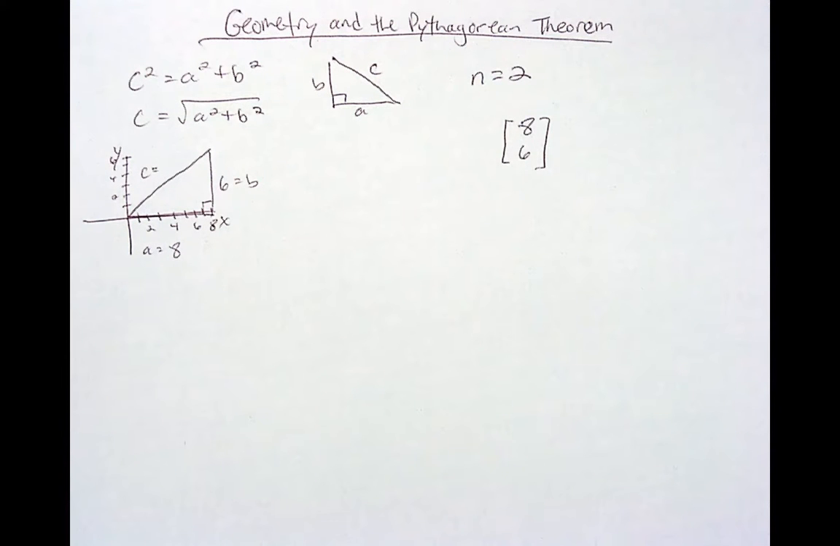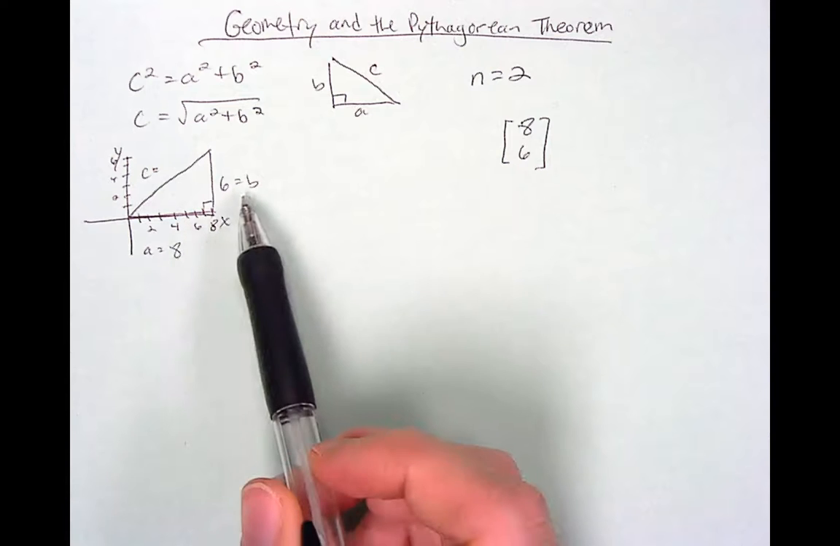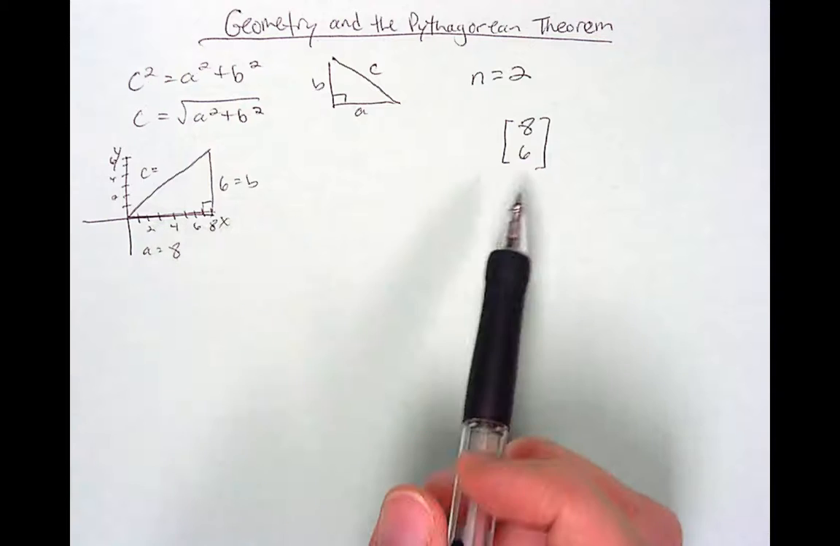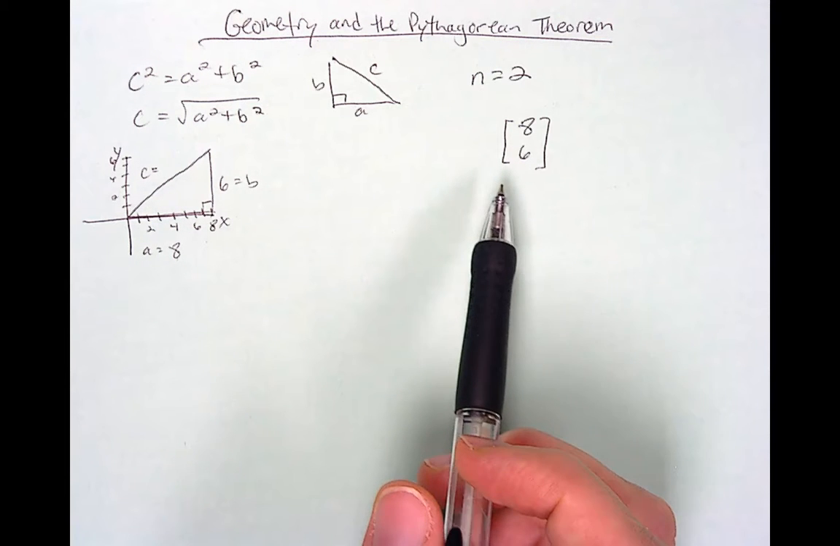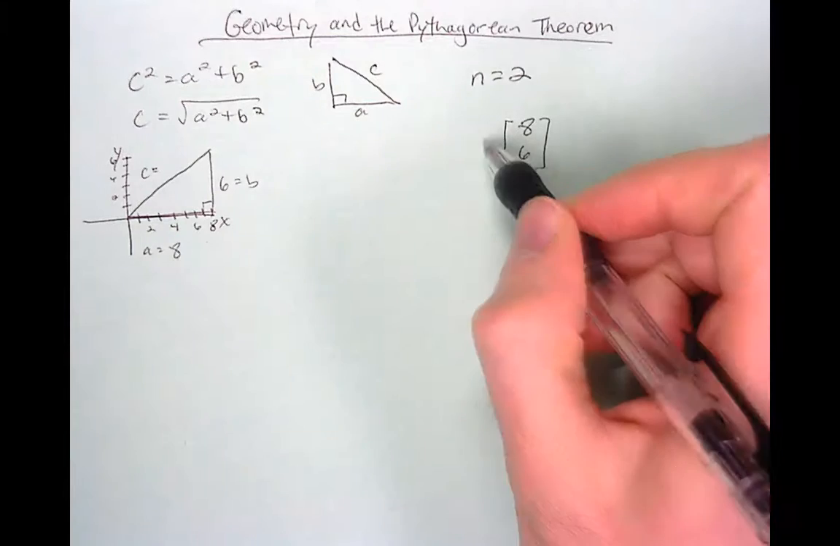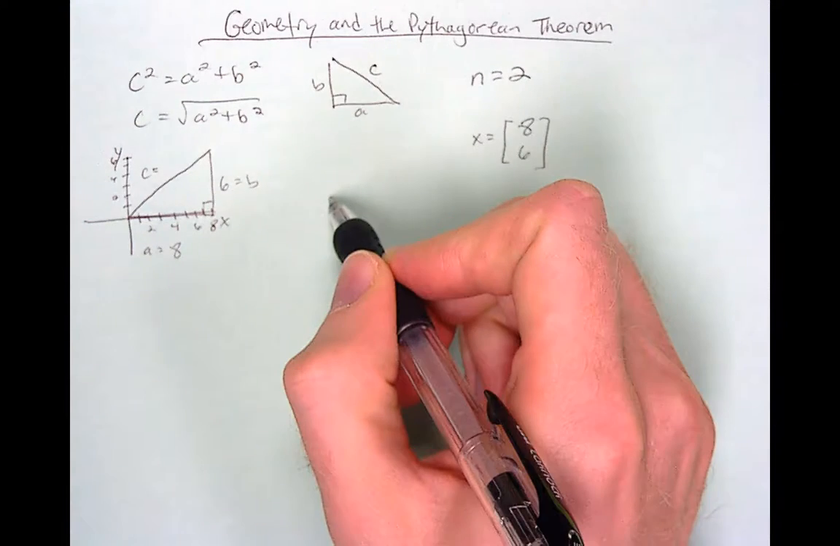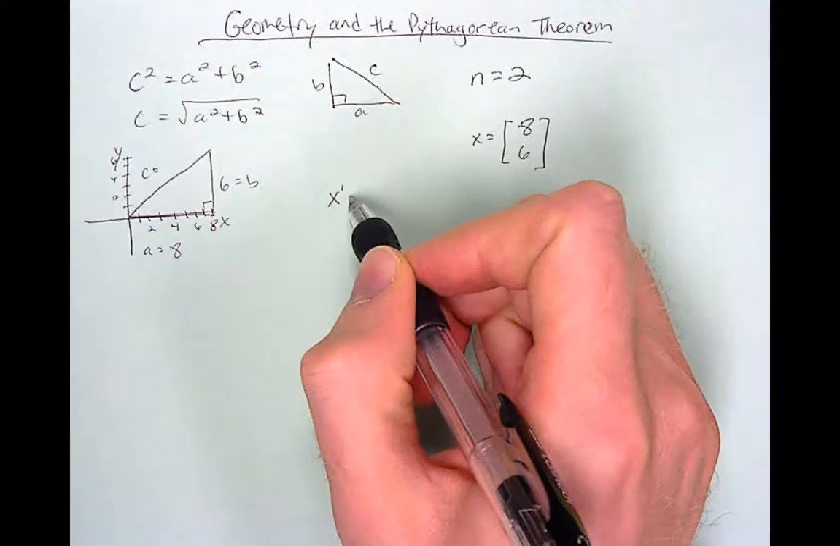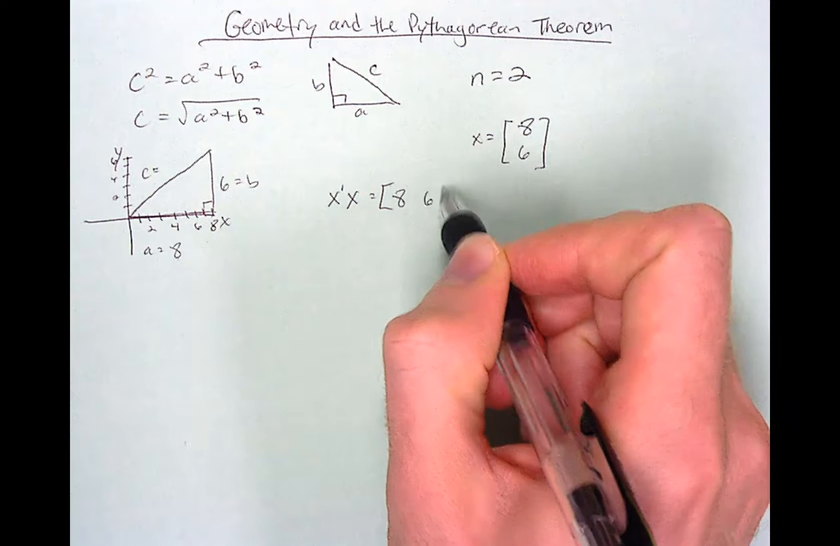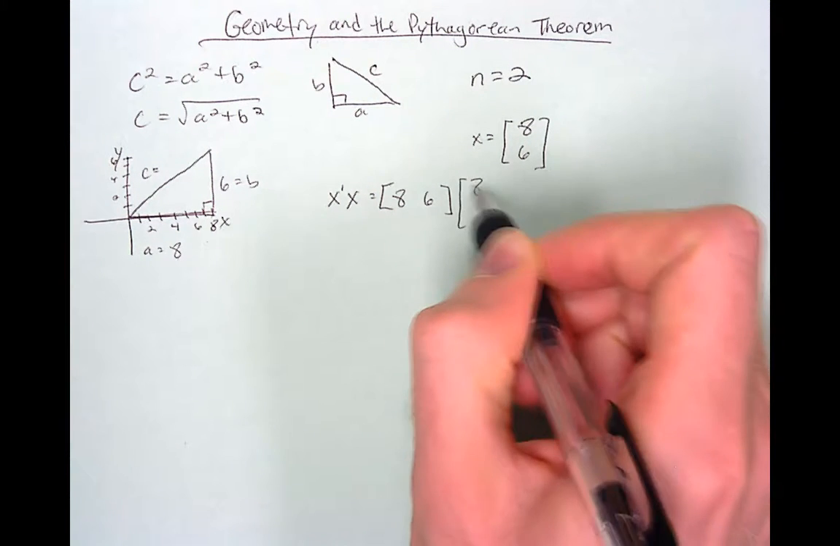Now we can calculate C by taking the square root of the sum of the squared elements in this vector. So taking the square root of 8 squared plus 6 squared. And we know, as I stated previously, when a column vector is pre-multiplied by its own transpose, the resultant dot product is the sum of squares of the elements. So it's going to look like this. Let's call this x. So we have pre-multiplied by the transpose. So 8, 6 times 8, 6.